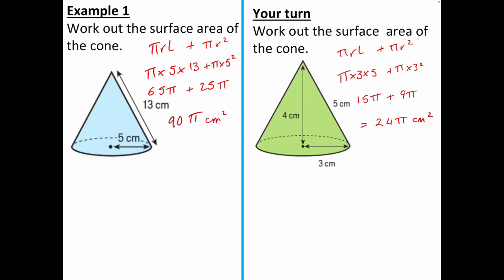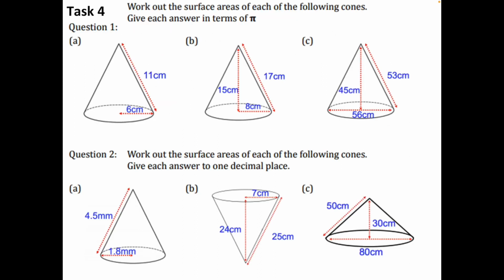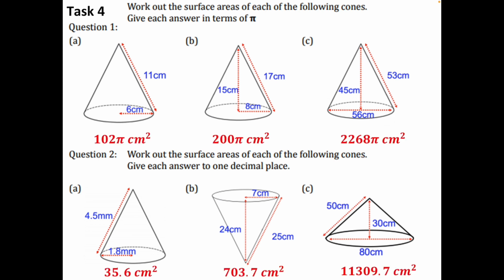Please make sure you include units. Okay, please pause the video here and have a go at these questions. We just want the surface area of each of the cones. For question 1, it is in terms of pi. For question 2, it is to 1 decimal place. Please mark your answers.